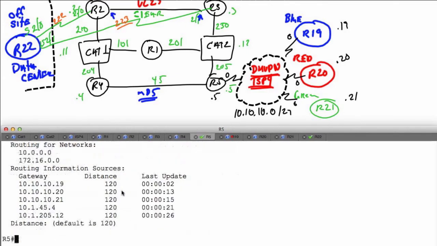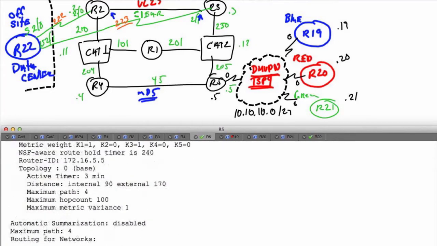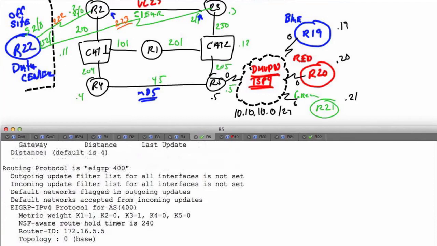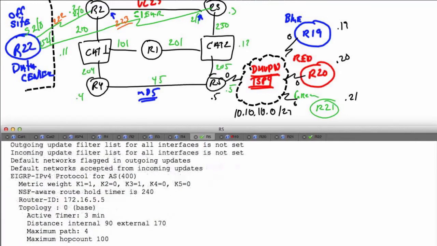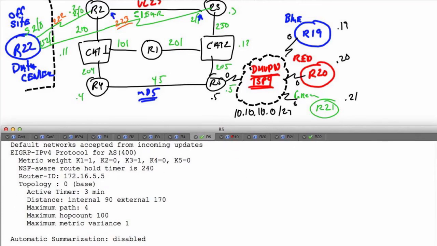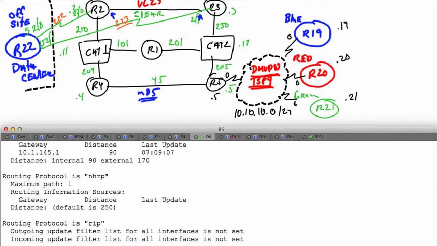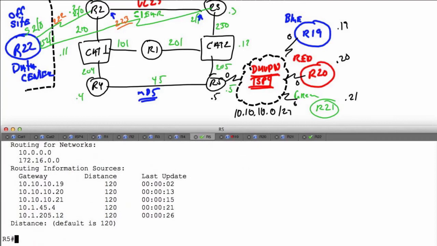But also, let's take a look at what's happening with this other routing protocol. I have EIGRP running on this particular device, EIGRP Autonomous System 400, and we're going to talk about EIGRP shortly, but what I want to highlight here is the fact that it's running on the links for 10.1.145.5, but I'm not learning anything.